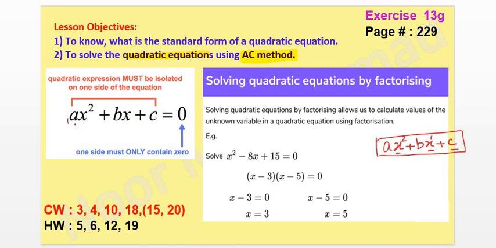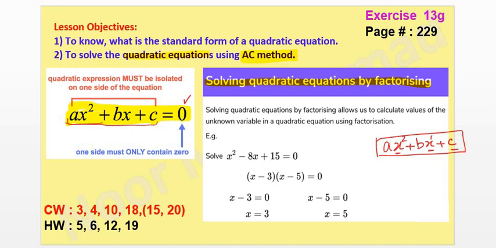So all this has to be on one side of the equation, let's say on left side of the equation, and on the other side of the equation you must have 0, right? So this becomes the standard form of a quadratic equation, right? Like the whole quadratic expression should be on one side, and on the other side it will be 0. Now how can we solve a quadratic equation by factorizing, right?